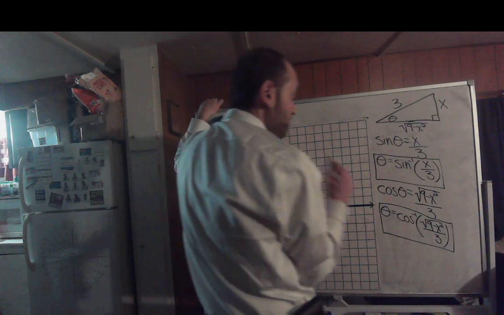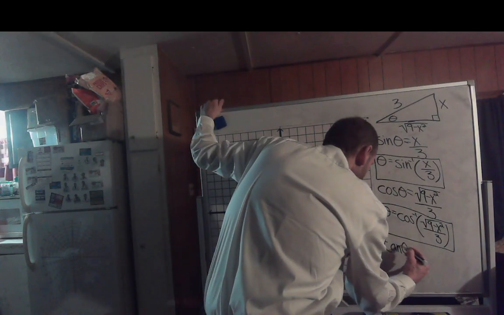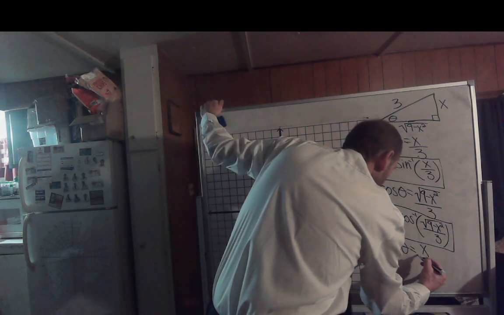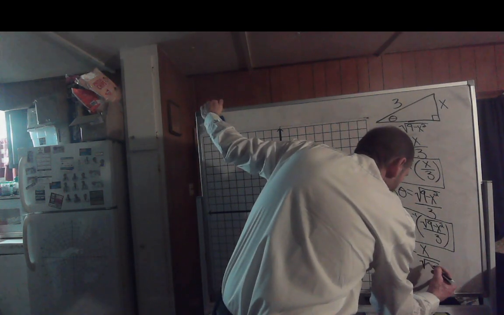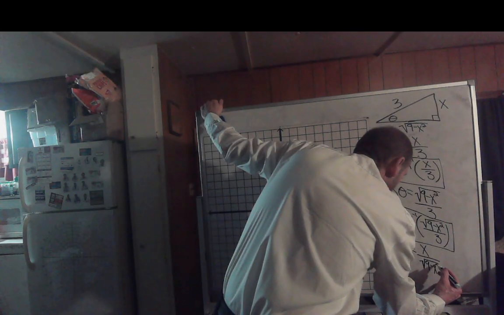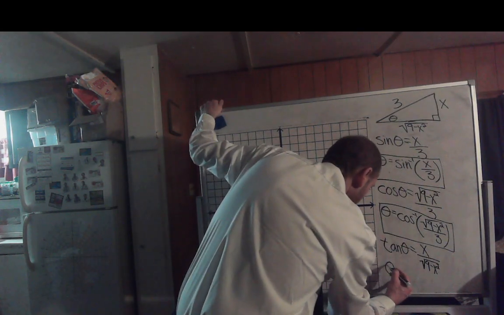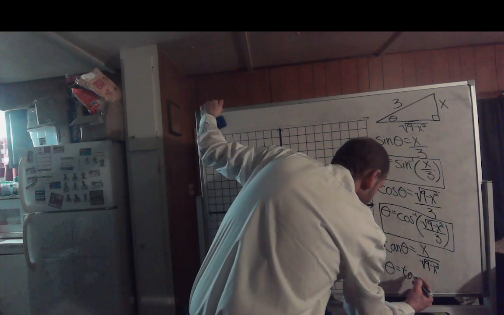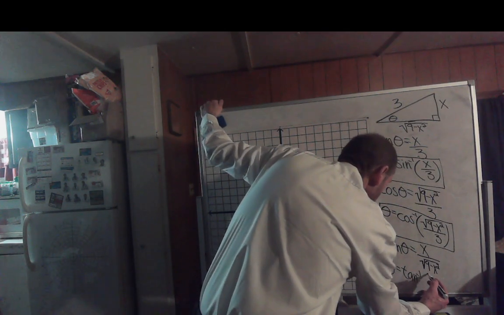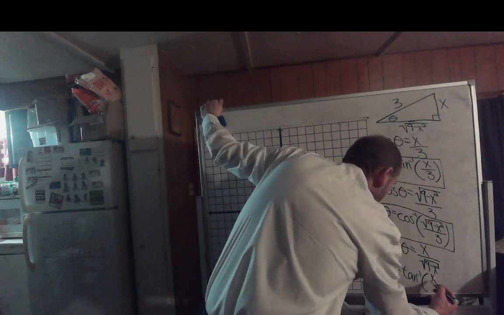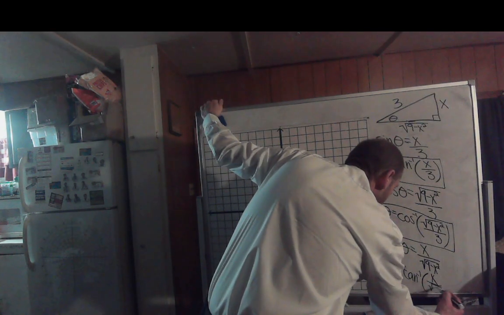And then we'll do the tangent of theta equals opposite over adjacent. That would be x all over the square root of 9 minus x squared. So that means that theta equals the inverse tangent of x all over the square root of 9 minus x squared.